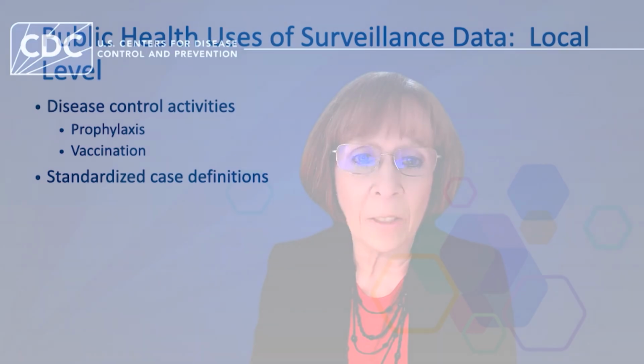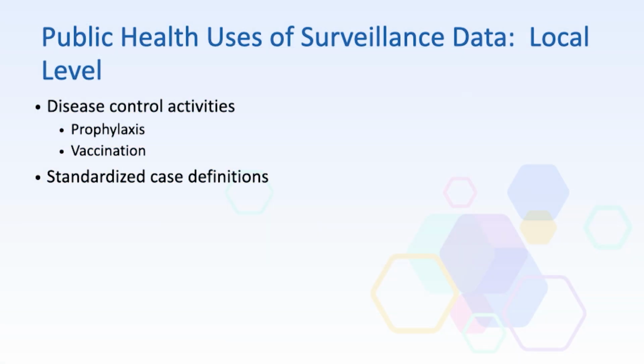CDC and the Council of State and Territorial Epidemiologists have established a policy under which states and certain other jurisdiction health departments then send notification of cases to CDC through the National Notifiable Diseases Surveillance System, or NNDSS. At the local level, we need surveillance information rapidly so that disease control activities can be started. An example is providing antibiotic prophylaxis for contacts of a person with pertussis, or vaccinating susceptible persons when outbreaks occur.